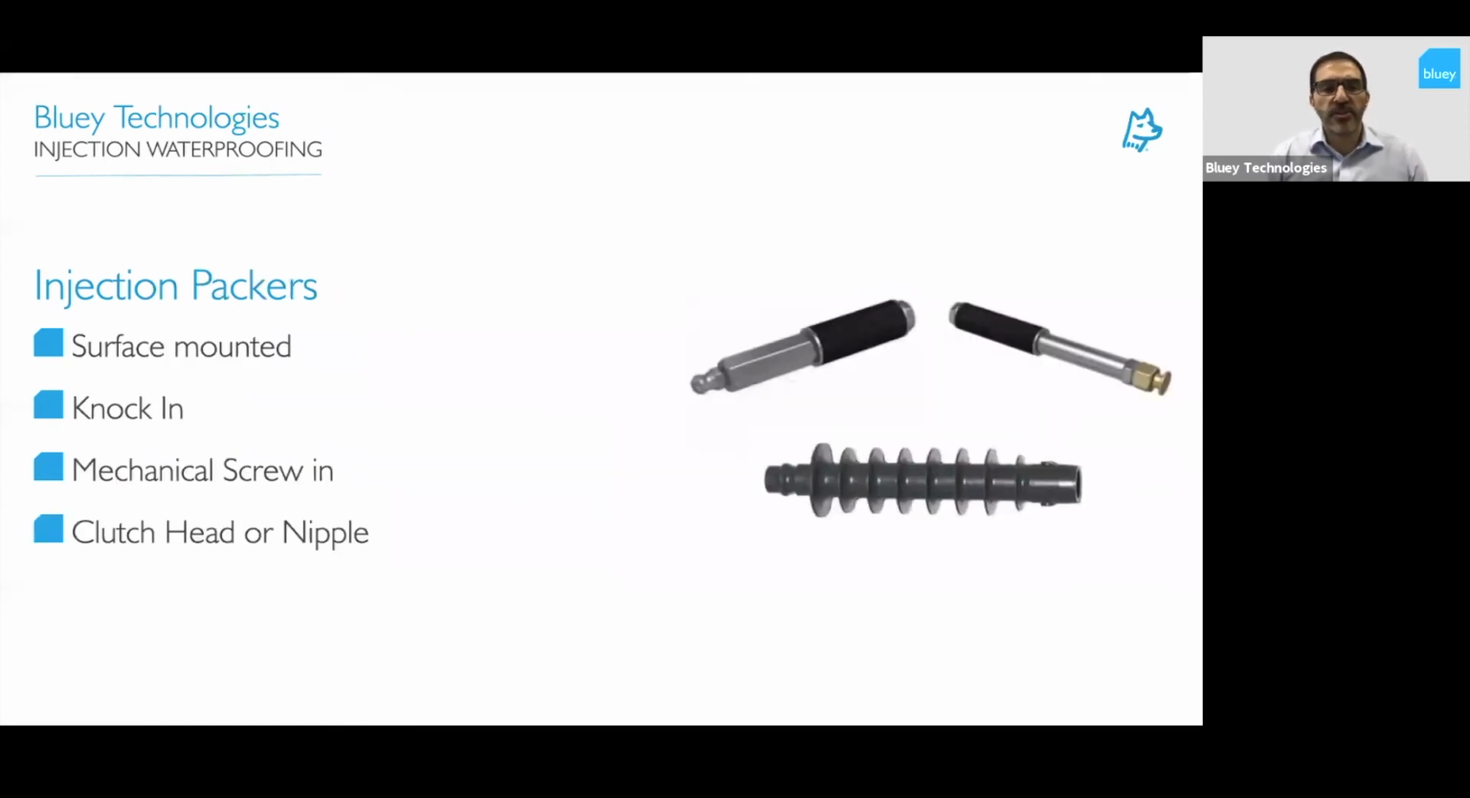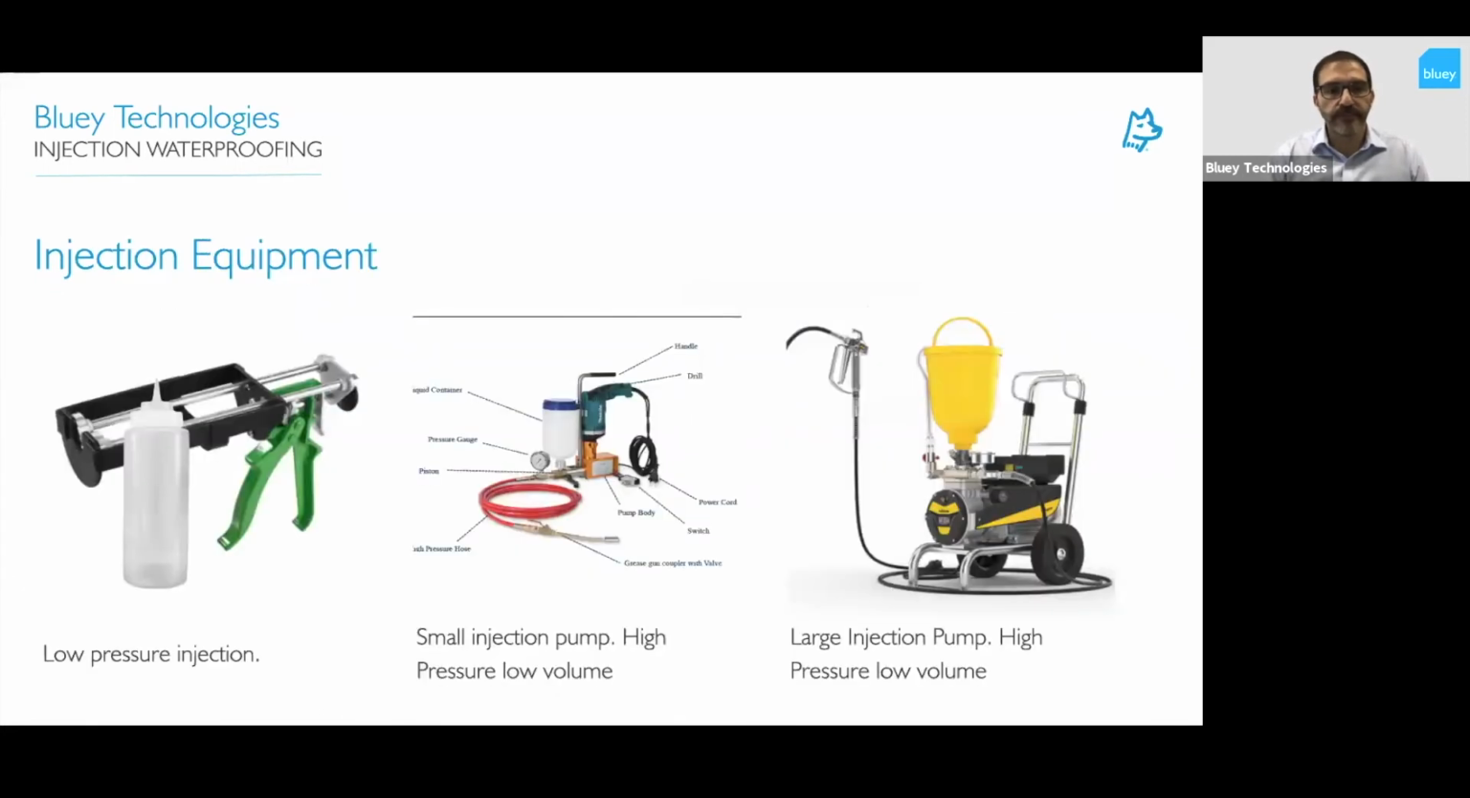The types of injection packers: obviously the surface mounted, which we saw in the last slide. We have knock-in packers, which is the bottom grey one. They can just be tapped in and create enough of a seal for low pressure injection. We also have mechanical screw-in packers with either a clutch or a nipple head, which are the top two, and they're for more high pressure injection where we're trying to get into narrow cracks and we're increasing the pressure of the resin for penetration.